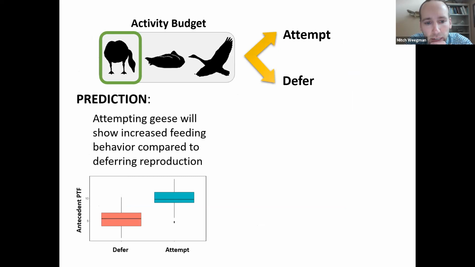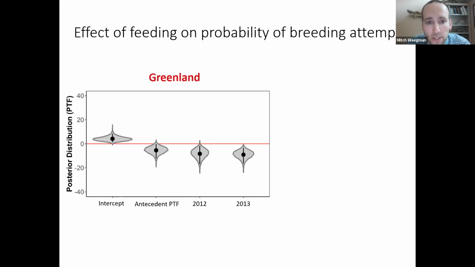So we have a prediction here with this framework, and that is that attempting geese will show increased feeding behavior compared to deferring reproduction. So on the y-axis there, we have the antecedent proportion of time feeding variable. Here are some results. So this is a Bayesian analysis.